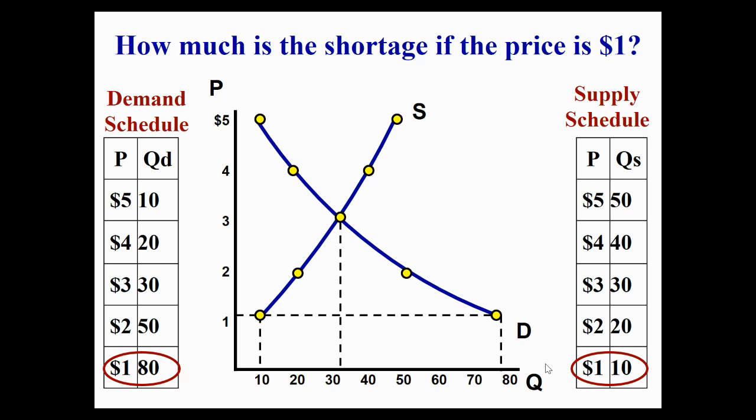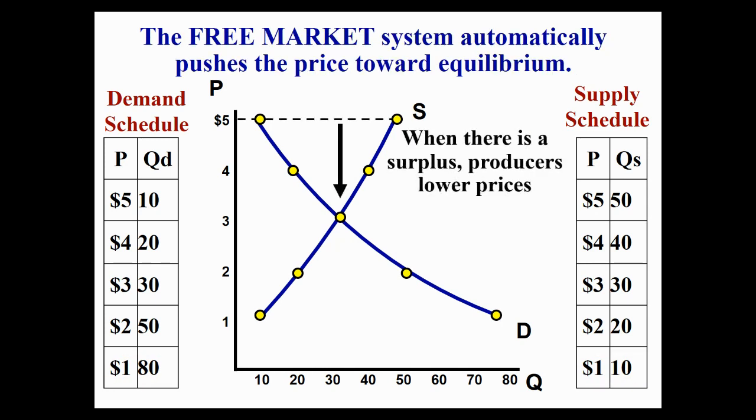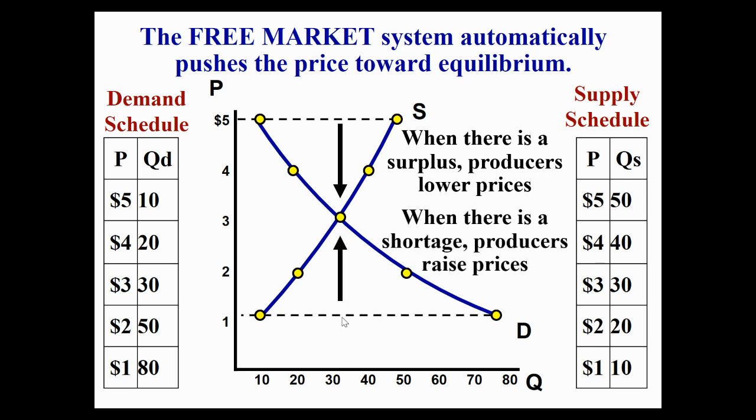Therefore, we see that we have a shortage of 70. So if we practice the basic idea of the free market, if the price is too high and we follow Adam Smith's laissez-faire economics, hands off, what should naturally happen? If the price is too high, it should naturally find its way down to equilibrium. And the same idea, if the price is too low, the invisible hand will lift it up and take us back to equilibrium.